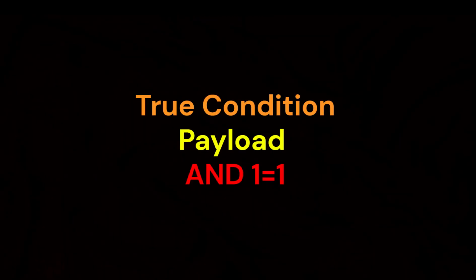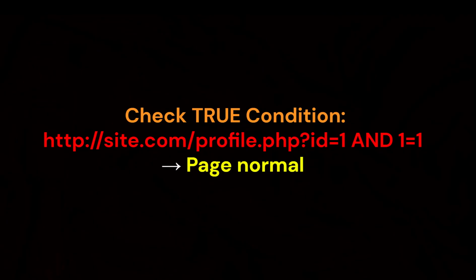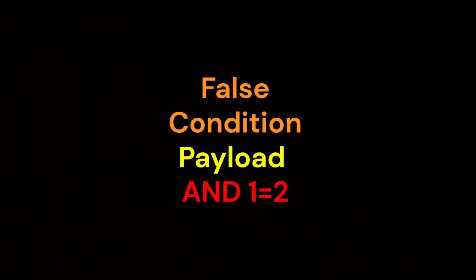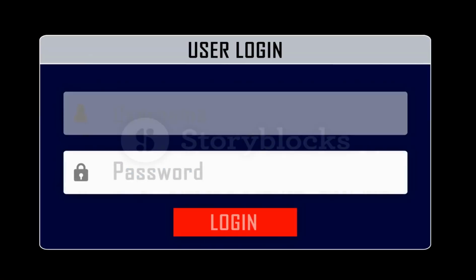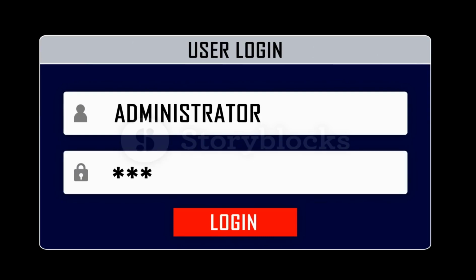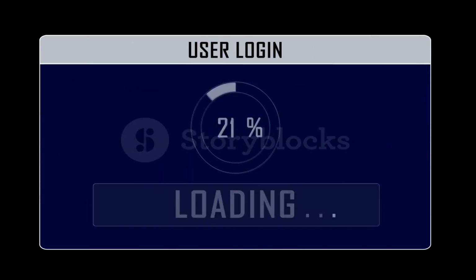Example: check true condition, the hacker adds the payload AND 1=1. The URL becomes site.com/profile.php?ID=1 AND 1=1. Page looks normal. Check false condition, the hacker adds the payload AND 1=2. Site.com/profile.php?ID=1 AND 1=2. Page looks different. By checking these small changes, the attacker slowly guesses and steals data.